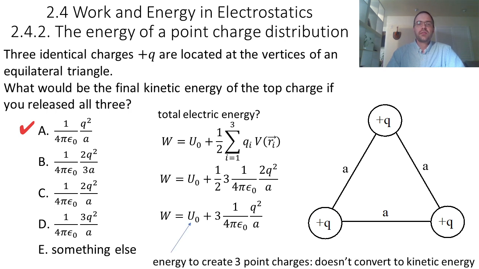Now the U0 is the energy to create 3 point charges at infinity. So this part does not convert back to kinetic energy when the charges are released, so we can ignore it. So the next term is 3 times the energy per particle that can be converted back to kinetic energy. So each particle will have kinetic energy of 1 over 4 pi epsilon naught q squared over A. That is answer A.